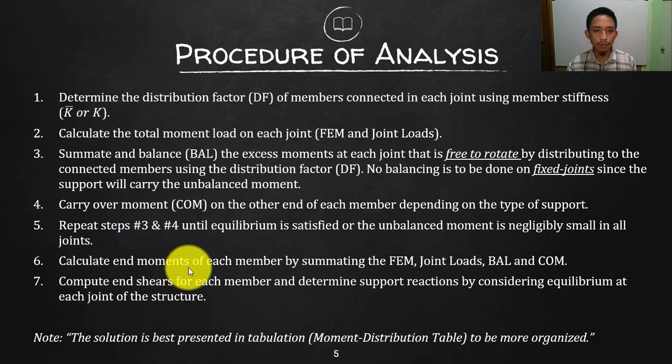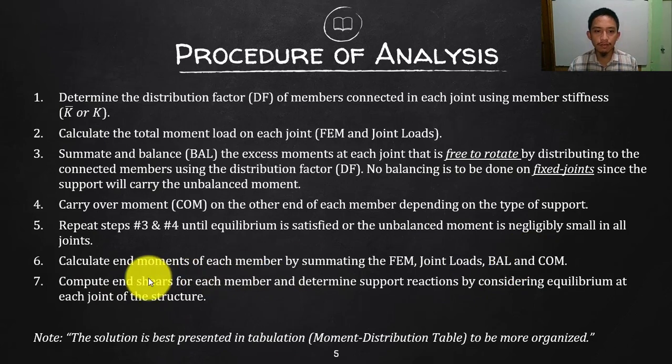Then once you have it already in equilibrium or almost negligibly 0, then you can now calculate the end moments, since actually that is what we are after. Because once you have your end moments, just like in your slope deflection method, compute the end shears and then transfer this end shear and end moment on the joints, and then you can actually solve now the reaction, okay, of the structure. So how do you get that end moments? All you need to do is summate the fixed end moment, the joint loads, the balancing, and the carryover moment. Okay, we will have that one on the example.